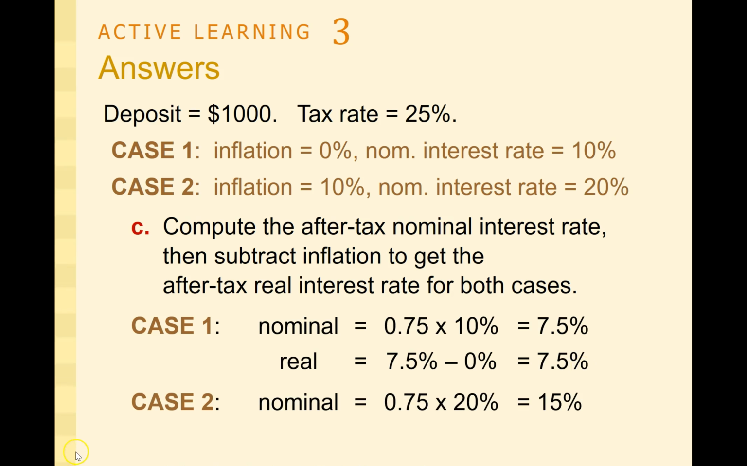In case 2, the nominal is that 20% times the 0.75, and so 15%. And then the real, of course, is the nominal minus the inflation rate. So 15% minus 10% gives us 5%. So in which case are you keeping more? The after-tax real interest rate is higher for case 1 than for case 2.